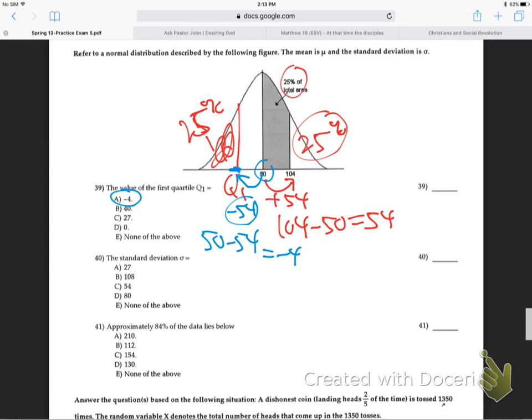Standard deviation. How do we find standard deviation? Now, how are we going to do that? Standard deviation.